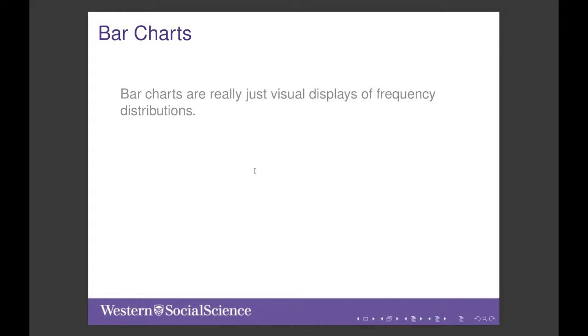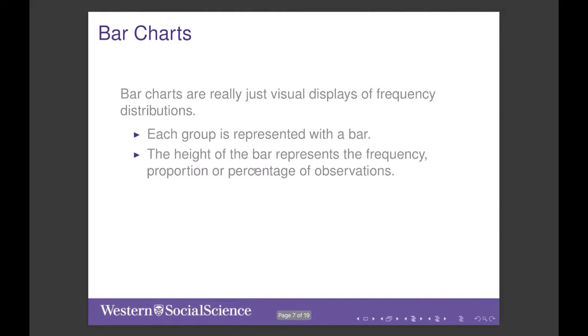Bar charts are visualizations of the frequency distribution or relative frequency distribution of a variable. Each group is represented with a bar. The height of the bar represents the frequency, percentage, or proportion of observations that fall into a particular group.